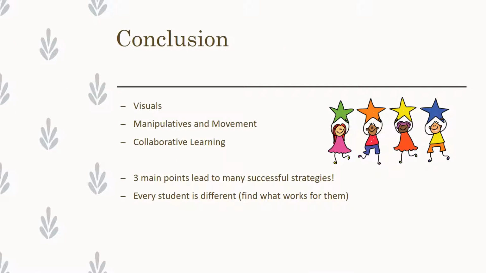In conclusion, the three main elements were visuals, manipulatives and movement, and collaborative learning. These three main points have several strategies and fun activities that you can look up online, especially on Pinterest. I'll admit I got lost there for a good hour while I was doing this project, just looking at all the fun activities. Just remember that every student is different, so not everything will work for just one kid. So find what works out best for them.